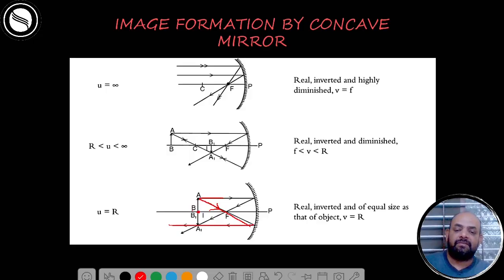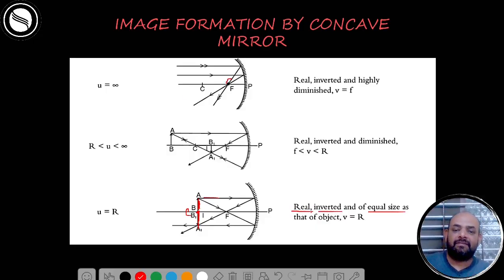Now these two rays will meet at a certain point, and if you see, these two rays will meet at the center itself. The object and image are formed at the same place, at the center itself. Now this is the nature of the image: it is real, inverted and equal in size.